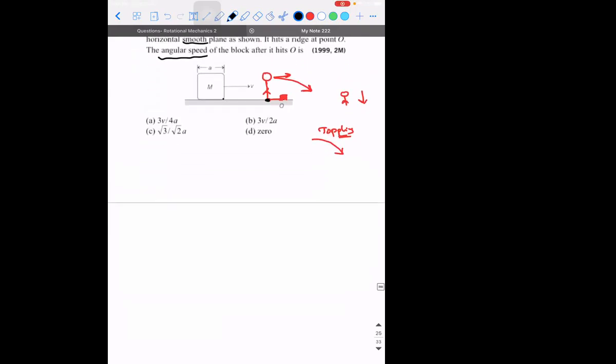So can I say the scenario will be like this when the block has hit the obstacle? This is the point, right? If I take the center of mass to be P, it is going to have an angular velocity omega like this. Guys, am I clear with this? Our work is to find what is the value of omega. How do I proceed?